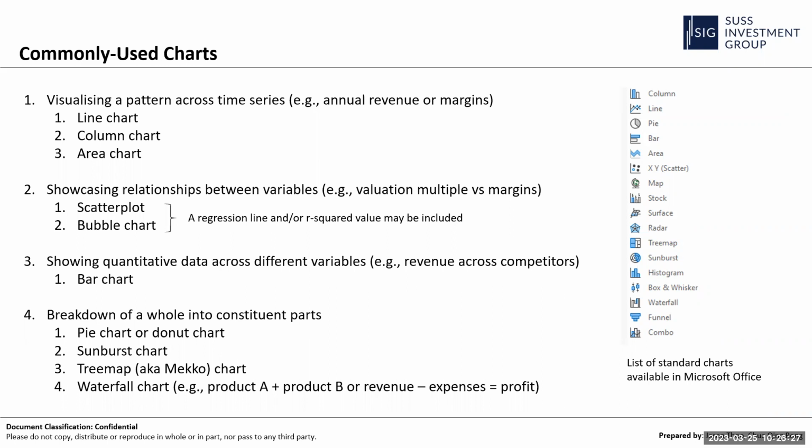Okay, so the fourth type is to show the breakdown of a whole into different parts. So maybe I'll ask you guys, what's the difference between a bar chart and a pie chart? Can you use one to sort of replace the other, in a sense?